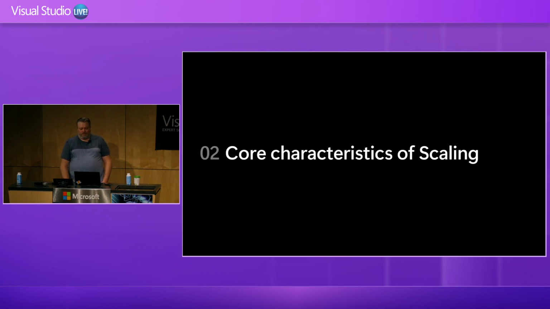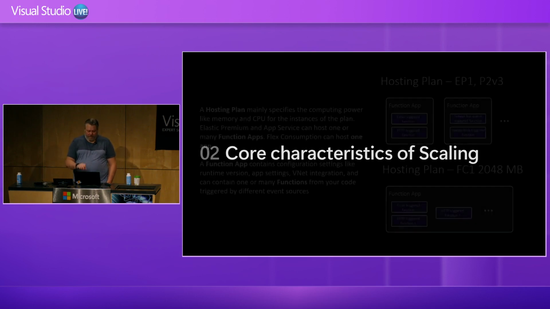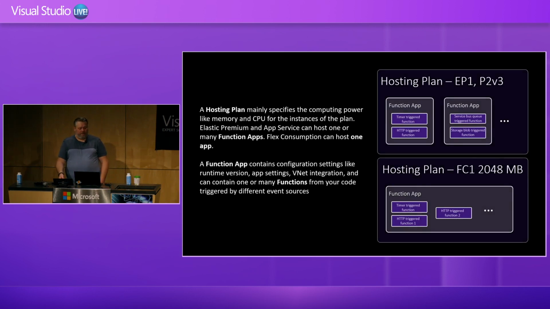So moving on to some of the core characteristics of scaling, starting from a high level. Something that I called out in the previous slide was that with app service, premium plan, even flex consumption and container apps, there's this idea of a hosting plan. And that's where you specify, when you create a new app service plan or a premium plan or a flex consumption plan, the amount of memory and CPU that each instance of my app will get. So that's where you have the hosting plan.